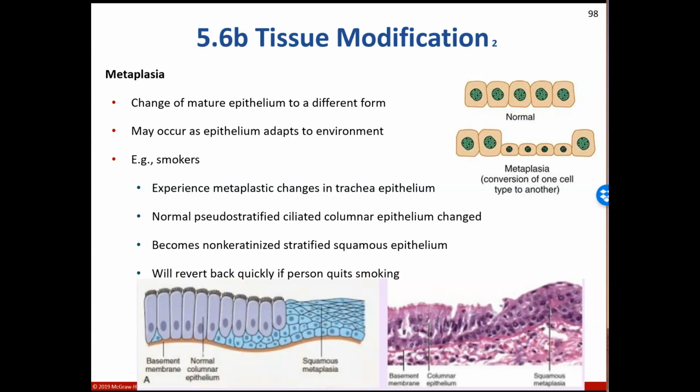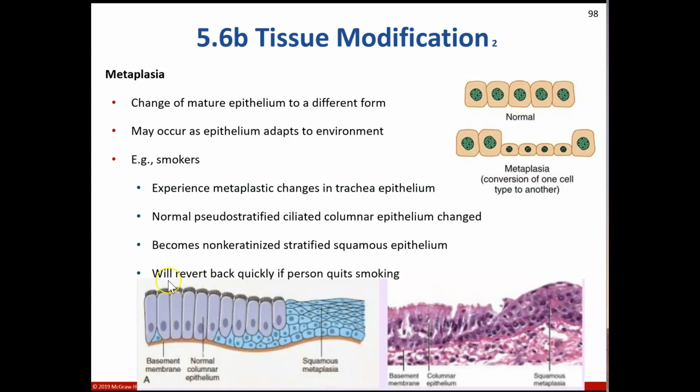And continuing with our tissue modification, we can have metaplasia take place. This is when we have a change of our mature epithelium to a different form. So it can occur as the epithelium adapts to a certain environment. The best example of this is within smokers. They're going to see these metaplastic changes take place in their trachea epithelium.